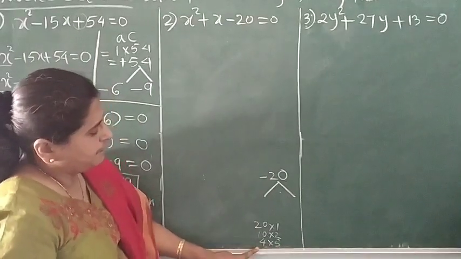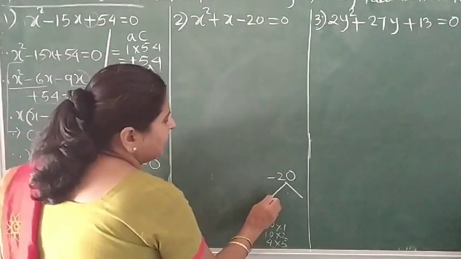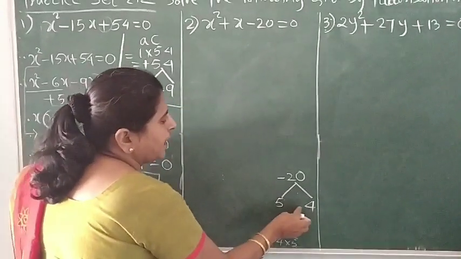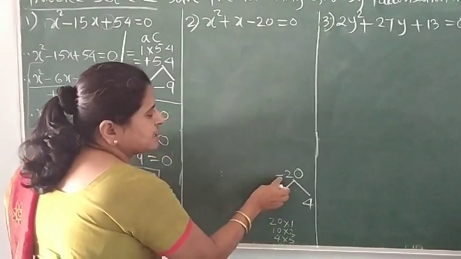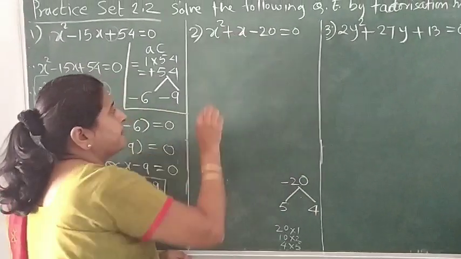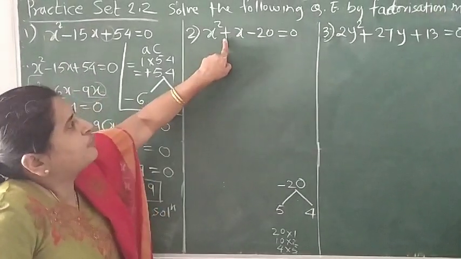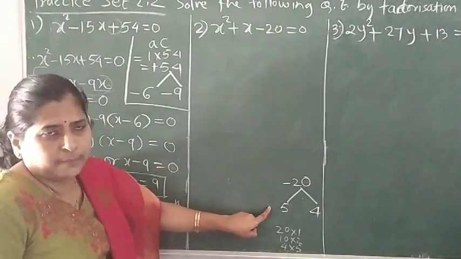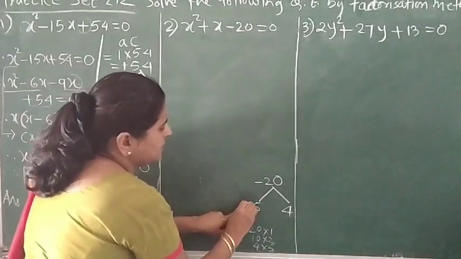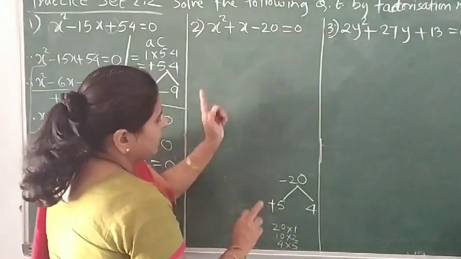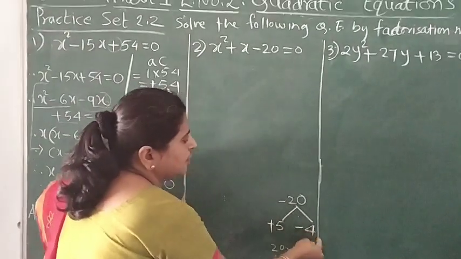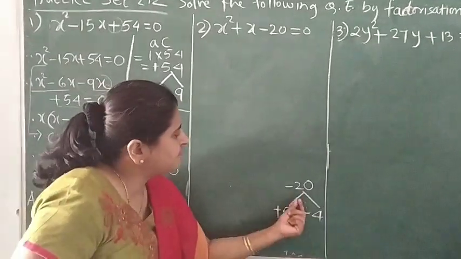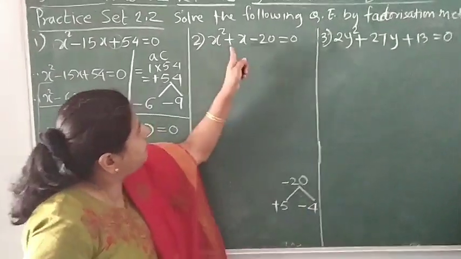This subtraction 5 minus 4 is 1. So 5 fours are 20, where the subtraction of factors is 1. Now what is the sign of this 1? It is plus. Give this plus sign to the greater factor. So the greater factor is plus 5, and its opposite, that is minus, to the other. So these factors we got, where the product is minus 20 and sum is plus 1.